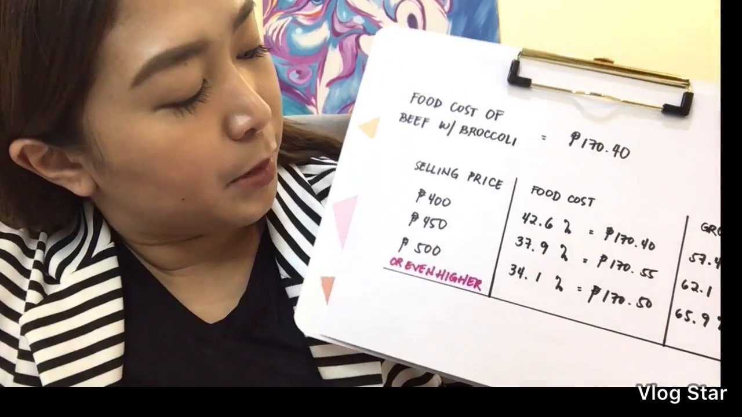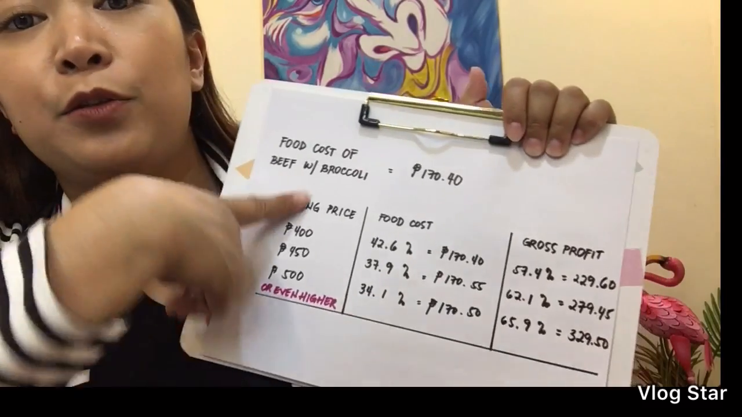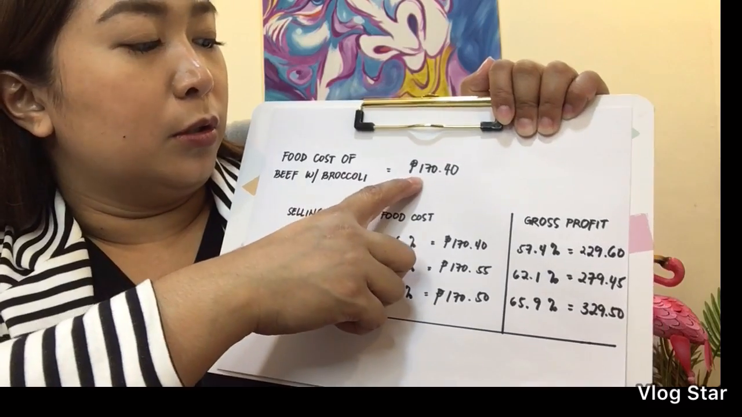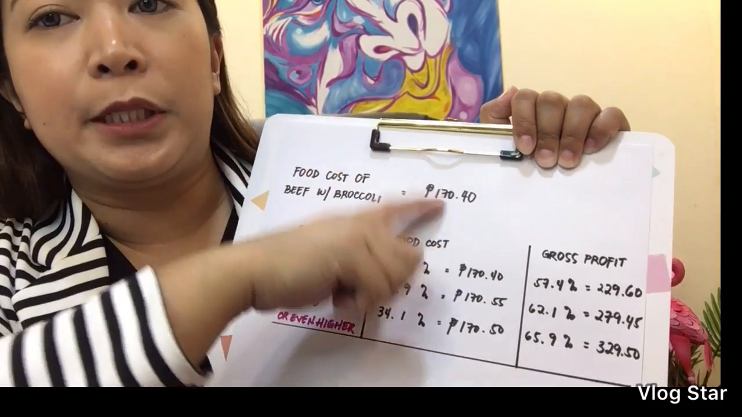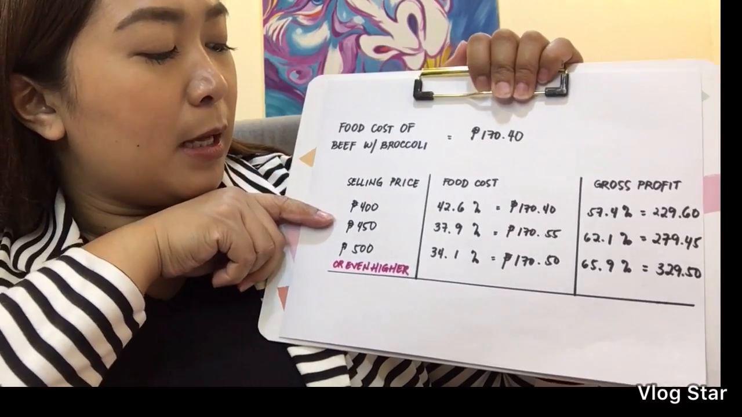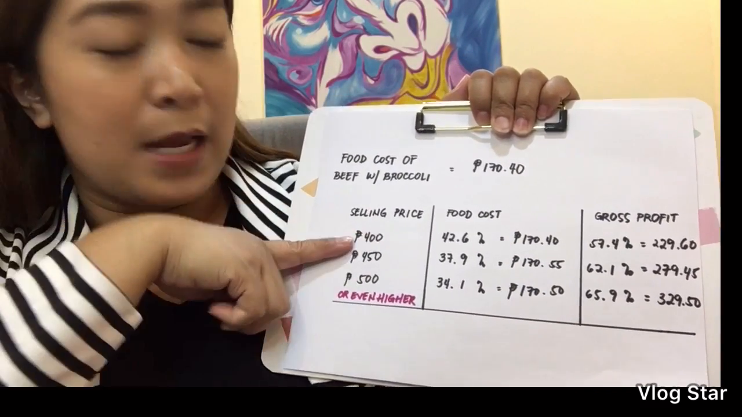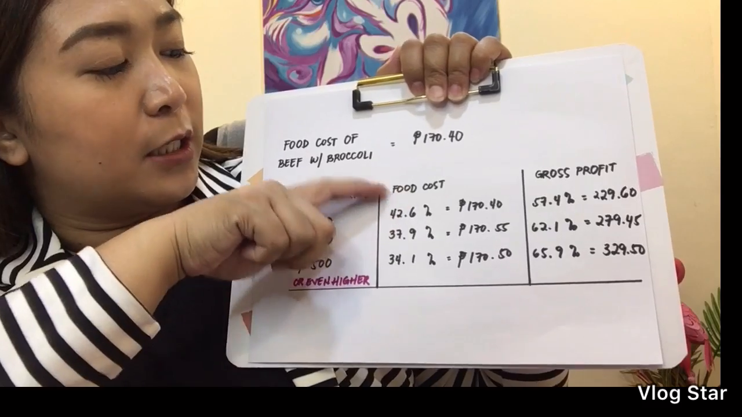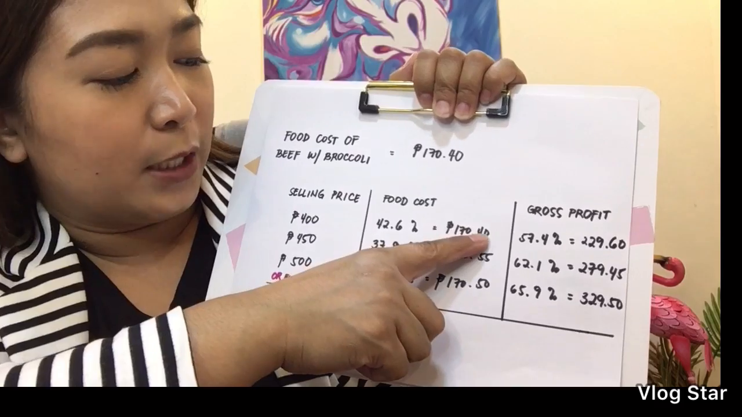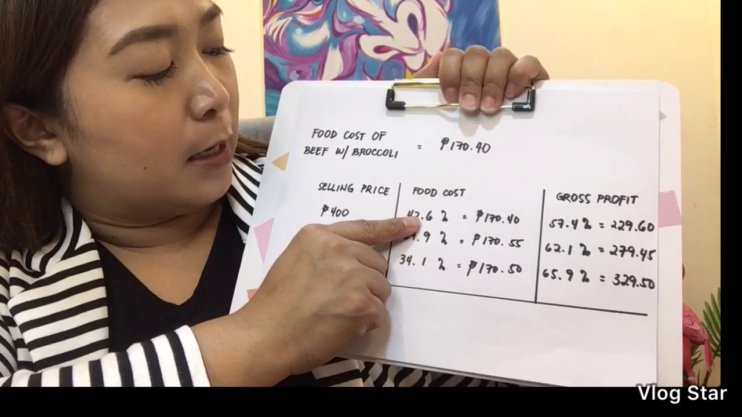So, kung dito tayo magbe-base, ito yung mga ginawa kong selling price. Sample lang to. Okay, so balik tayo dun sa beef with broccoli na example natin kanina. Yung naging food cost natin doon, the total is 170.40 pesos. Yun yung food cost ng ating beef with broccoli. Now, kung itong beef with broccoli ibebenta ko ng 400 pesos, yung food cost niya would be 42.6%. Yun yung katumbas ng 170.40 pesos.